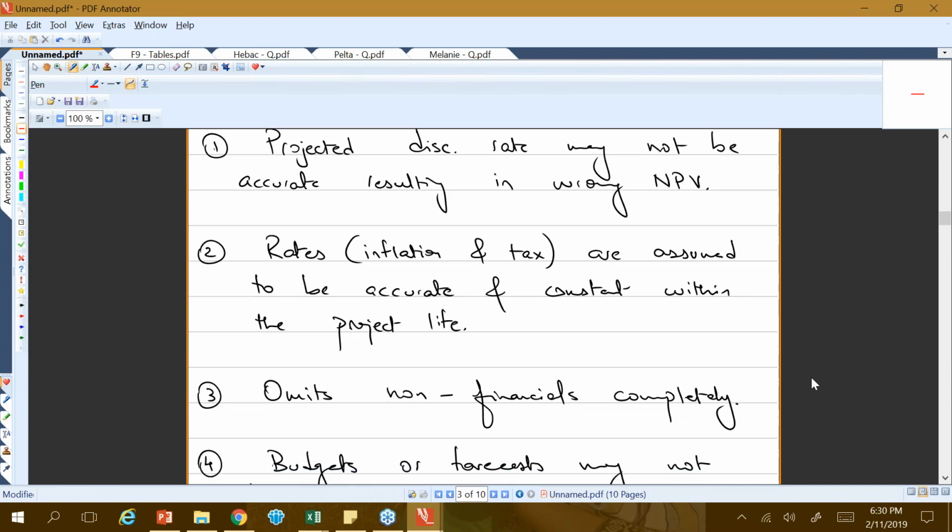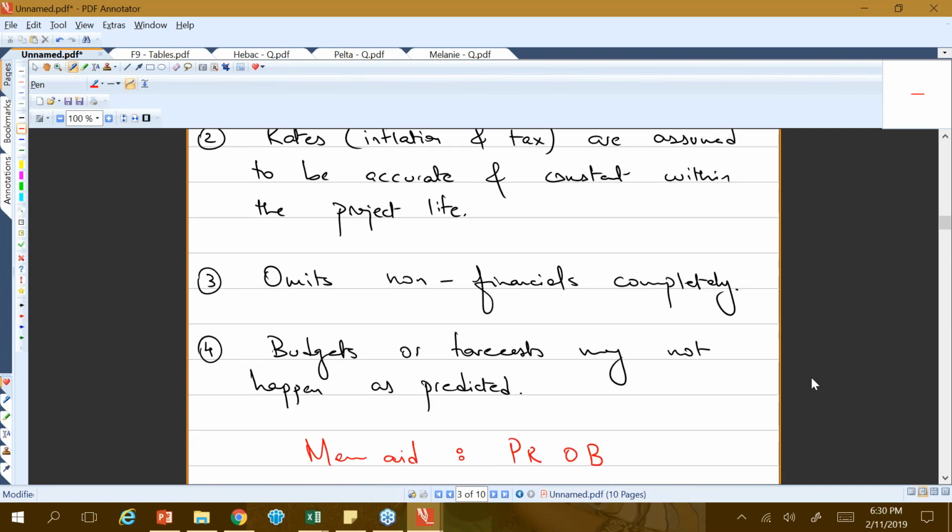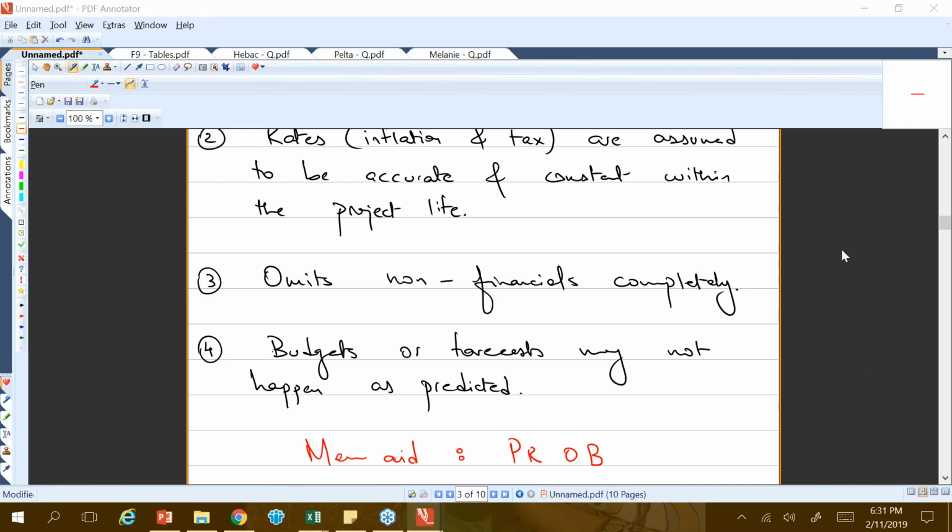It omits non-financials completely, so therefore it's purely a financial analysis, which for some industries or businesses may not be giving the complete picture. So for example, if you're thinking of a non-profit organization, it is not only the financials that we think about. Finally, budgets or forecasts may not happen as predicted, and we saw in this question there were lots of forecasts, and what if they do not happen? That means the NPV will be impacted.